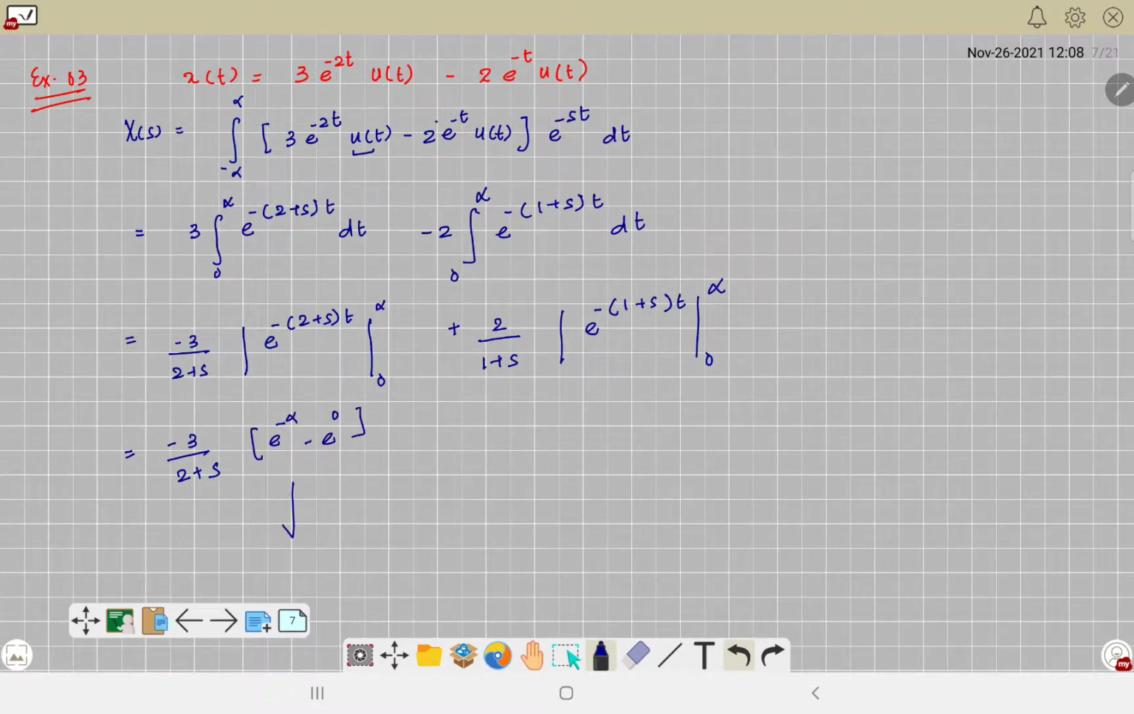Now this is possible only when you make sure that your sigma is such that this quantity is positive. So 2 plus s has to be greater than 0, which means s should be greater than -2, or you can say sigma should be greater than -2. Okay, similarly here it will be plus 2/1 plus s e raised power minus infinity minus e raised power 0. So for this you have to ensure that sigma is greater than -1.